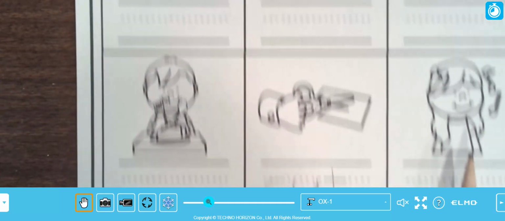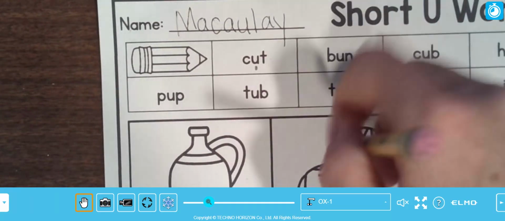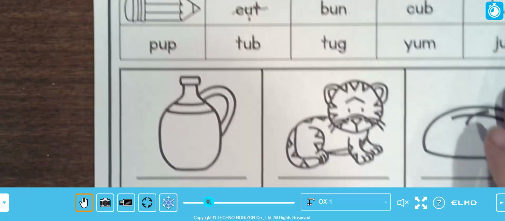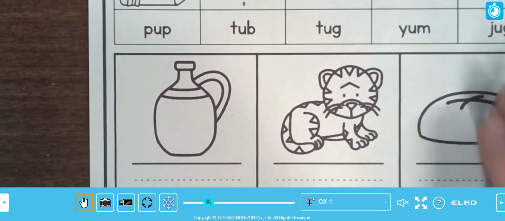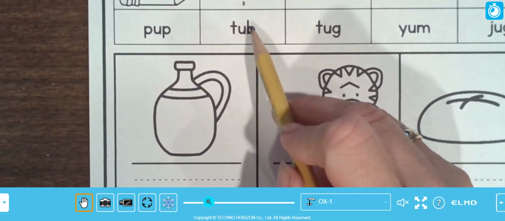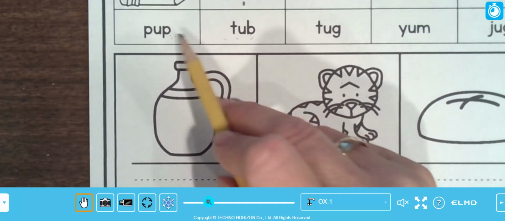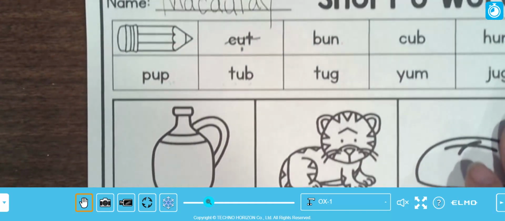Okay, I'm going to move on now, and I'm going to cross out the word cut, rather. And we're going to go on to this one. Now, lovies, this word right here, this one and this one, I'm not going to do with you. You're going to do these two by yourselves. All the other ones I'm going to do with you, okay?